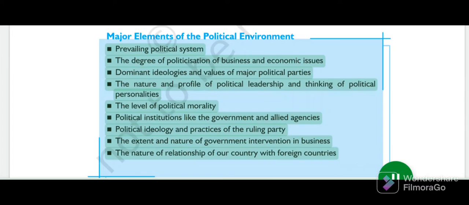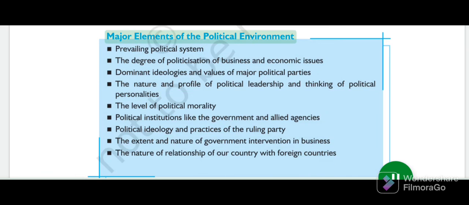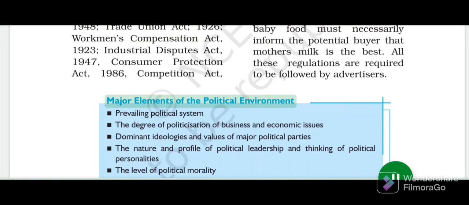The prevailing political system and the degree of politicization of business and economic issues, and dominant ideologies and values of major political parties, and the nature and profile of political leadership and thinking of political personalities, and the level of political morality, and political institutions like the government and allied agencies, and political ideology and practices of the ruling party, and the extent and nature of government intervention in business, and the nature of relationship of our country with foreign countries. Major elements of the political environment.